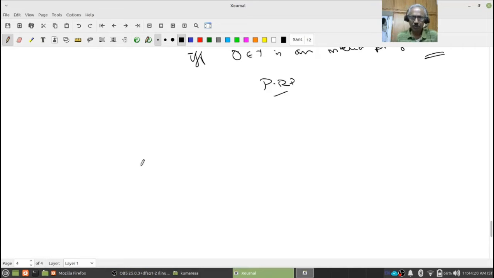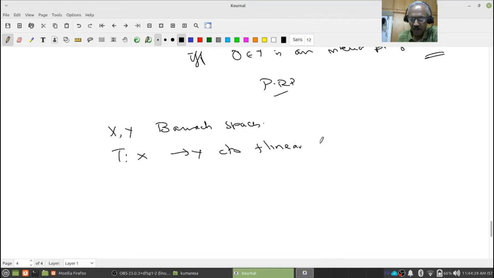Next, we want to show... So how am I going to prove that? We are going to put the first step. Now let's assume X and Y are Banach spaces and T from X to Y is continuous, linear and onto. You see that? Now the hypothesis becomes more and more.